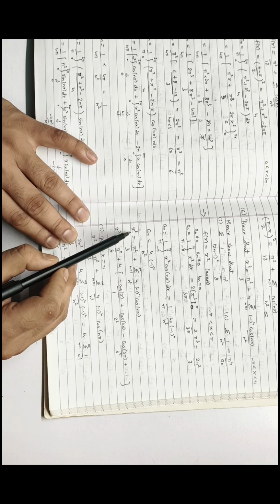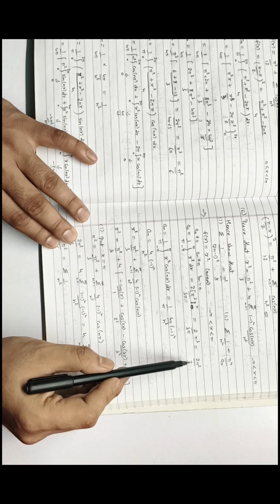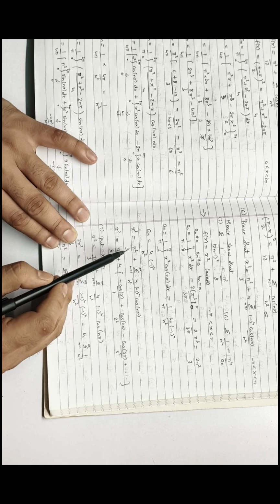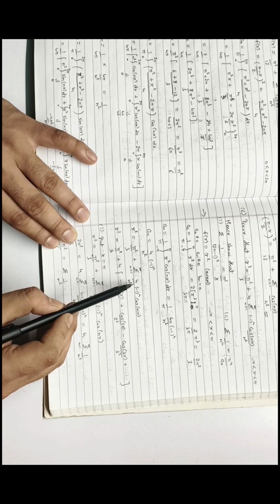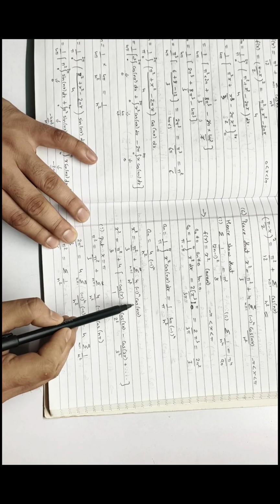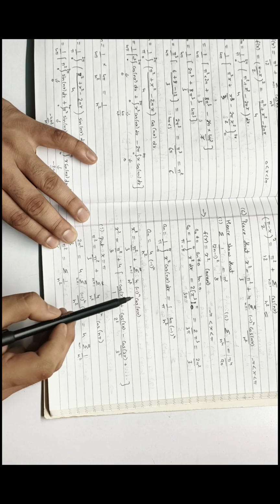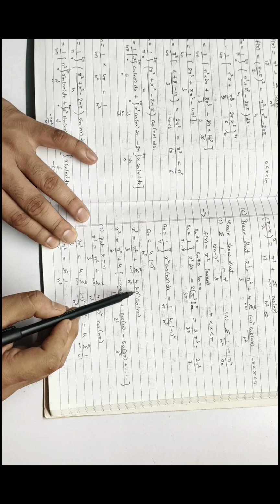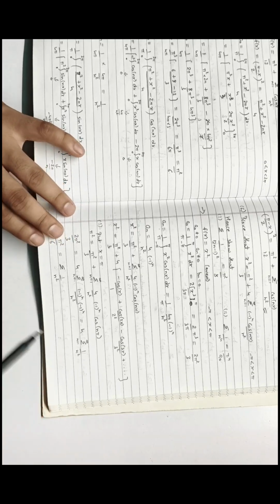So f(x), which is x², is equal to a₀/2, which is 2π²/3 divided by 2, so π²/3, plus the summation from n equals 1 to infinity of aₙ cos nx. So expanding this, we will get this thing. Odd term will be minus and even term will be plus. So odd term is minus, but even term is plus.